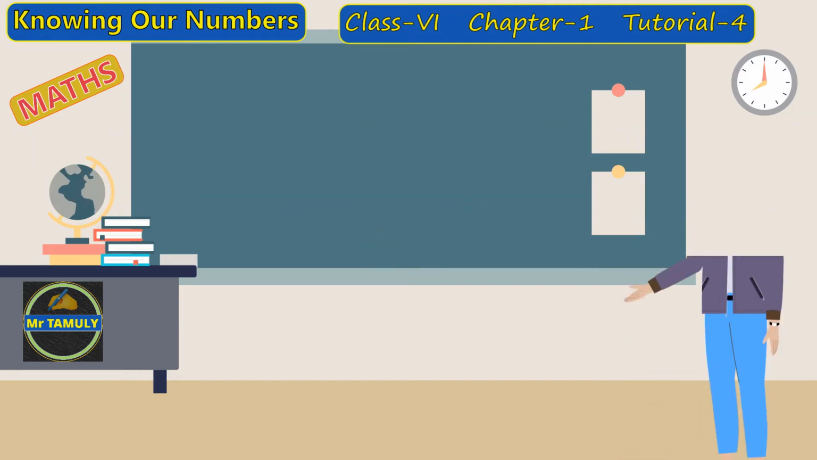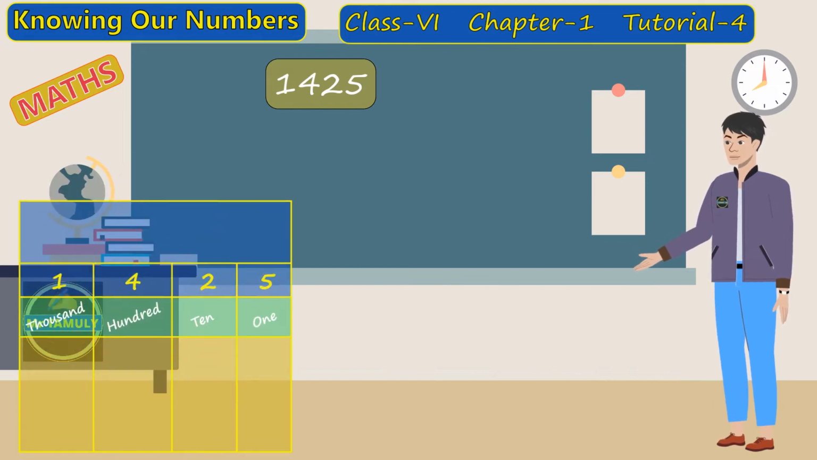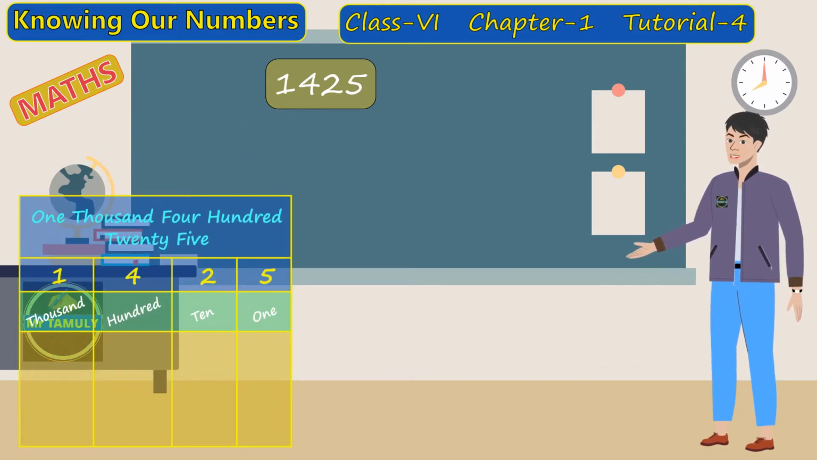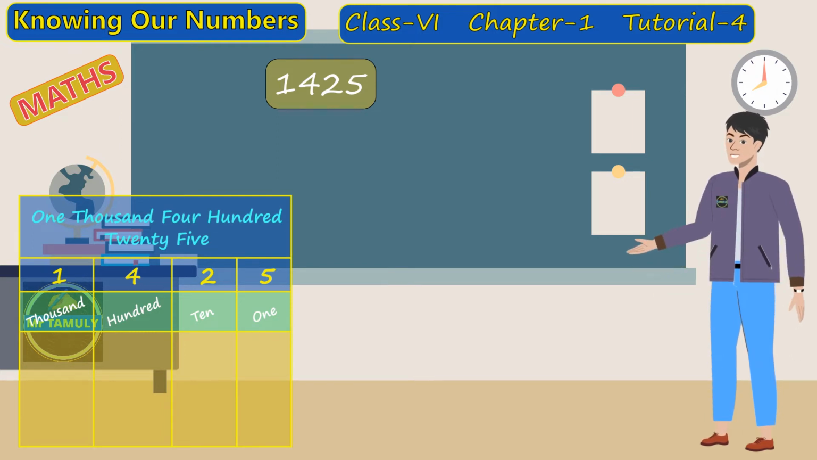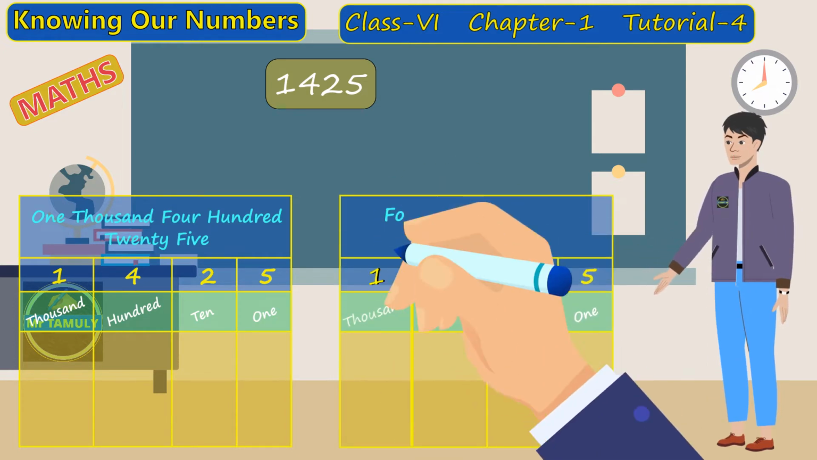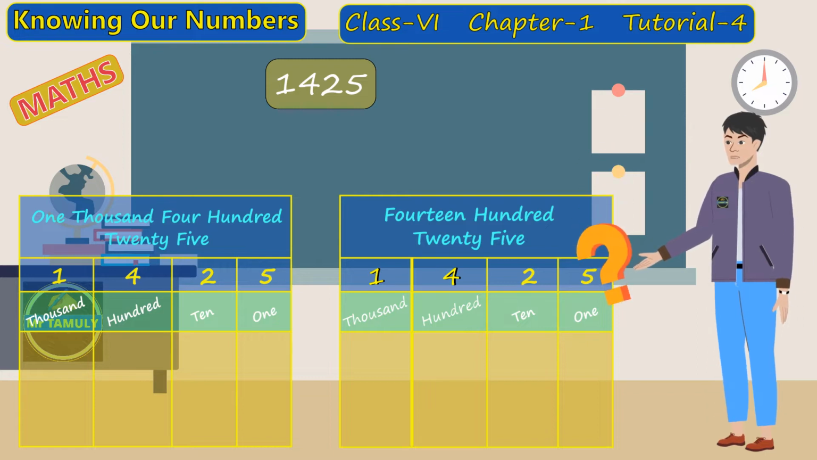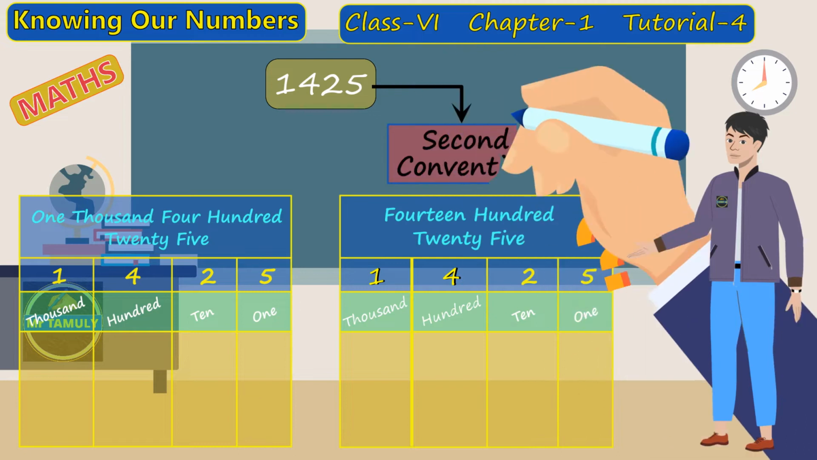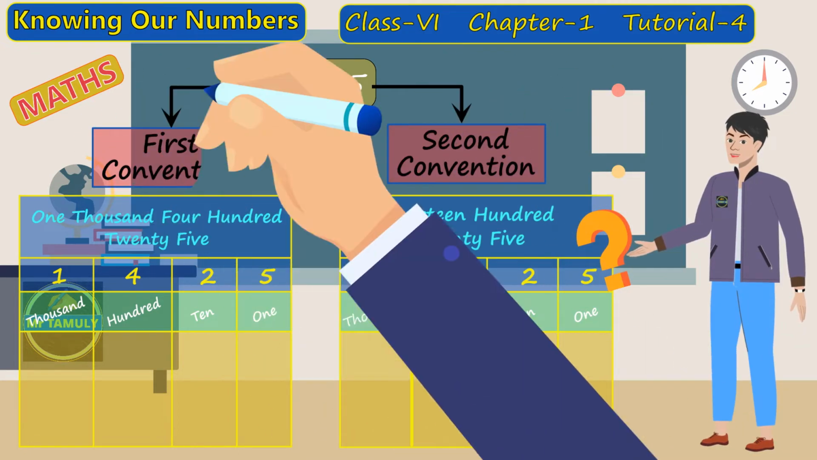For example, let's take the number 1425. We call this number one thousand four hundred twenty-five. We know that this name is absolutely the correct name. And there is no doubt about it, whatsoever. But sometimes we also use the name fourteen twenty-five for this number. So, is this a correct name? Let us investigate. We shall call the alternate way of naming as the second convention. And let's call the correct way of naming as the first convention.